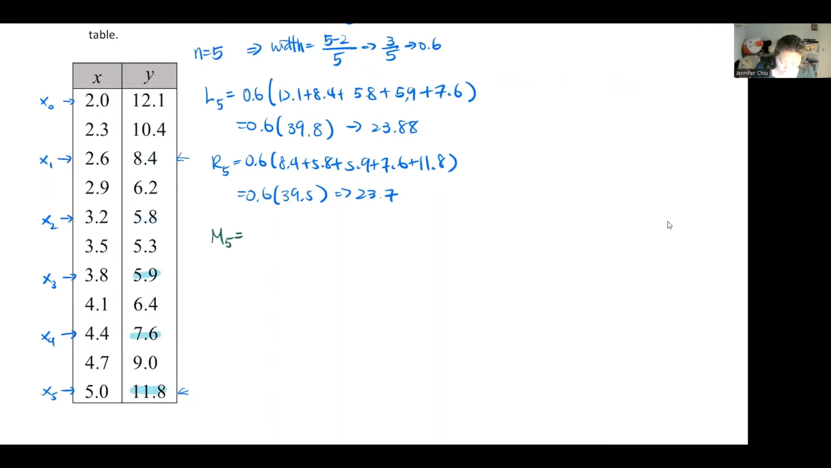All right, and now we look at MRAM. MRAM uses all the midpoint values. So all the midpoint height values are here. These are the midpoint height values. You get the same width, 0.6, and you get 10.4, 6.2, 5.3, 6.4, and 9. I get 37.3 times 0.6, which is 22.38. So that's my estimation using MRAM.